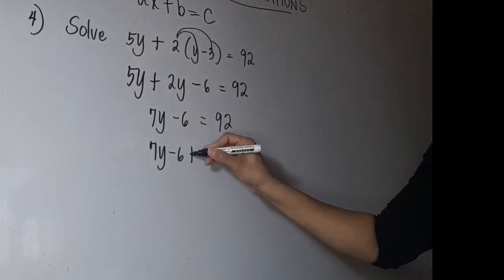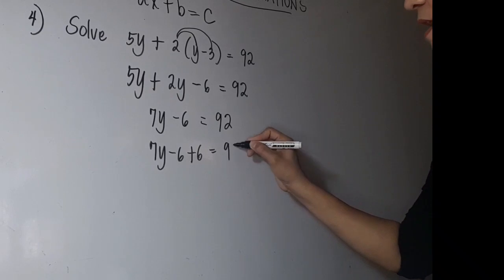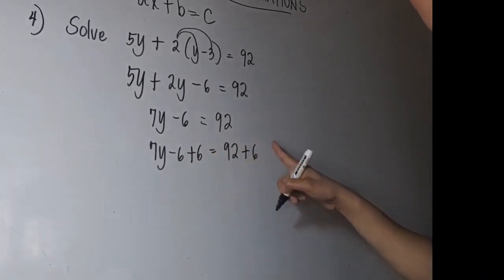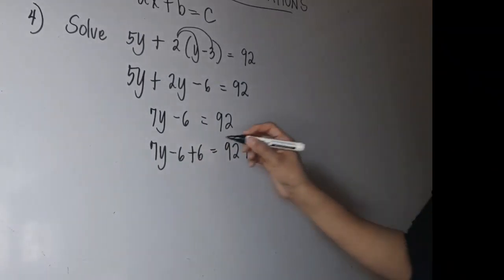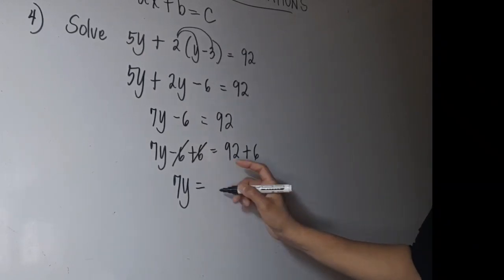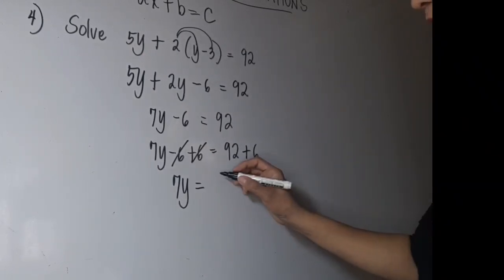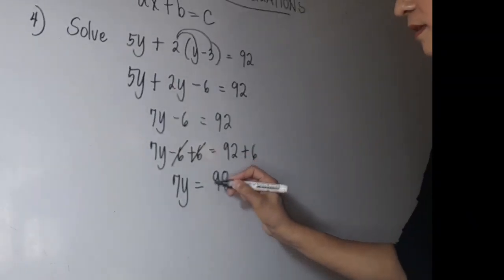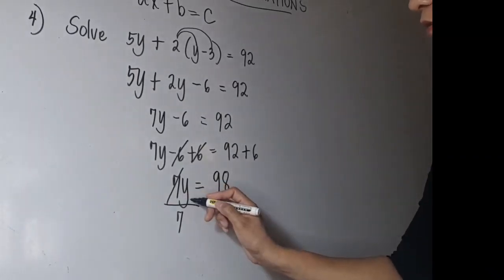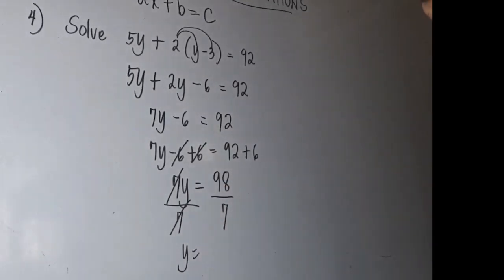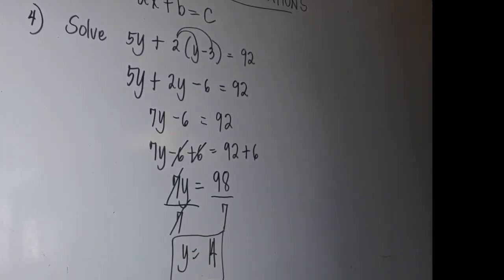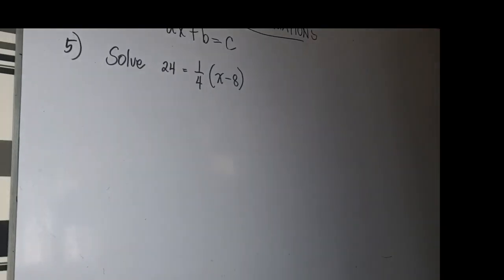So, that's plus 6 equals 92 plus 6. Because you added 6 here, you are going to add 6 also to the right side. So, canceled. We have 7y equals 92 plus 6, which is 98. Divided by 7, divided by 7. So, y is equal to 14.